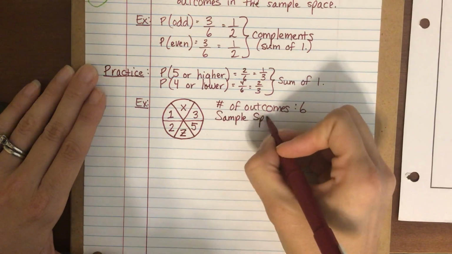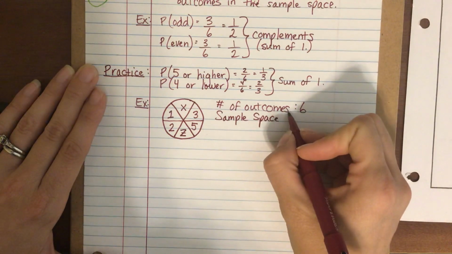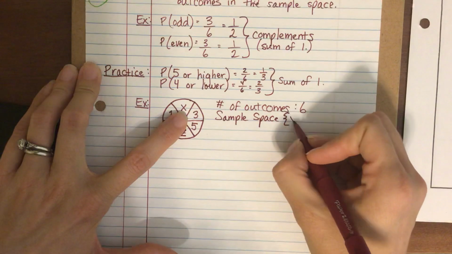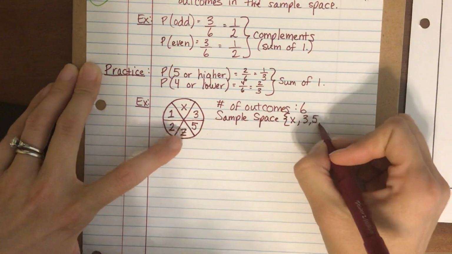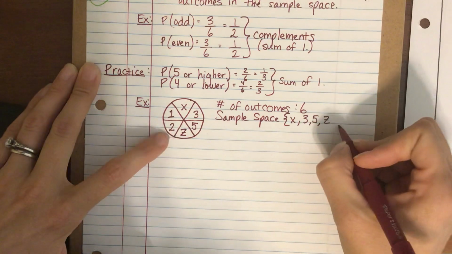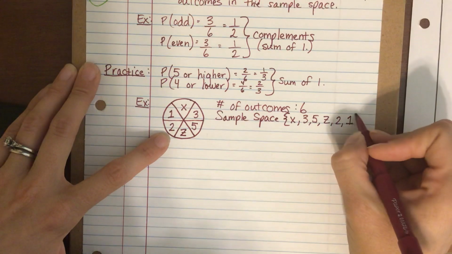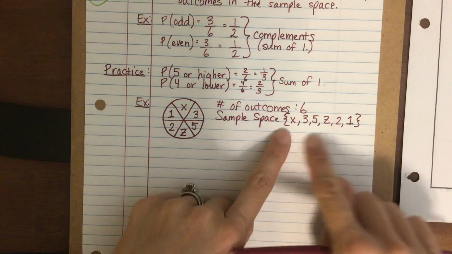Remember, a sample space has to have those really awesome squiggly brackets. So it looks like this. Now, the sample space here we have is X, 3, 5, Z, 2, and 1. Okay, so these brackets tell us we're talking about the sample space.